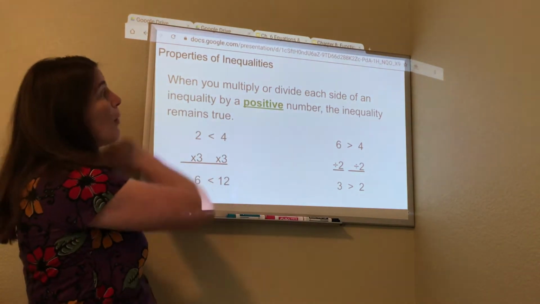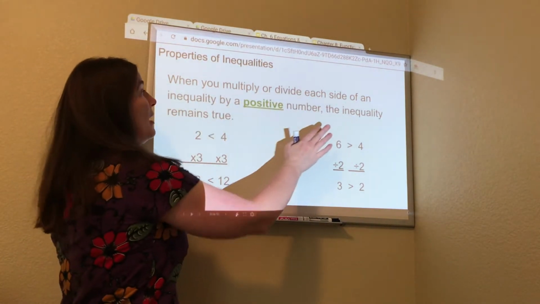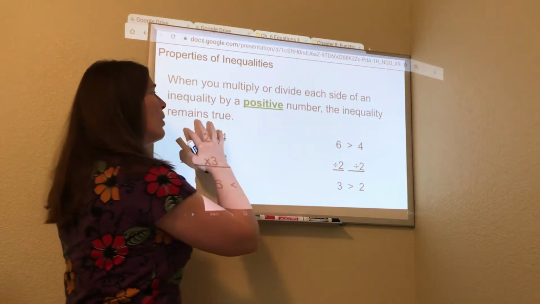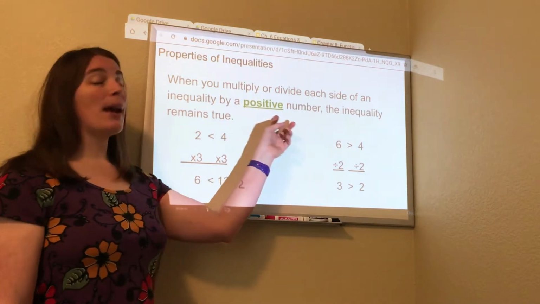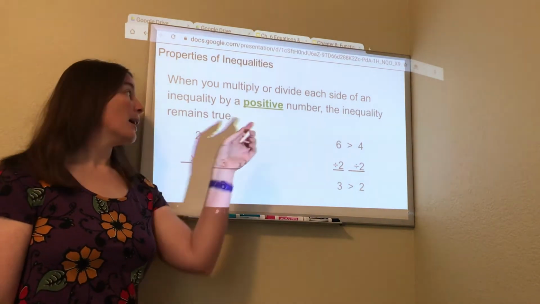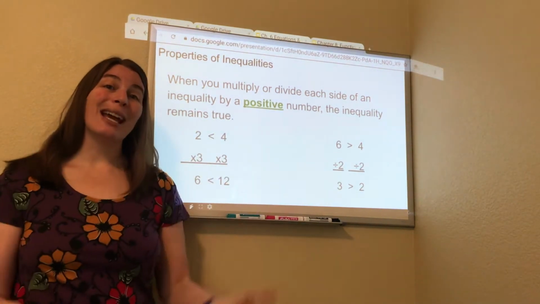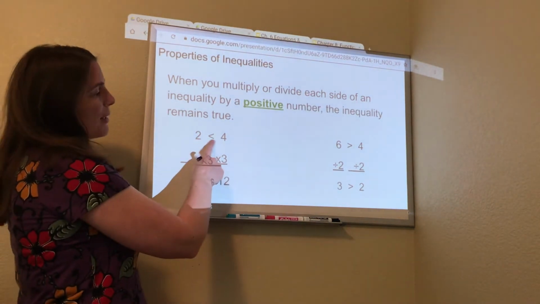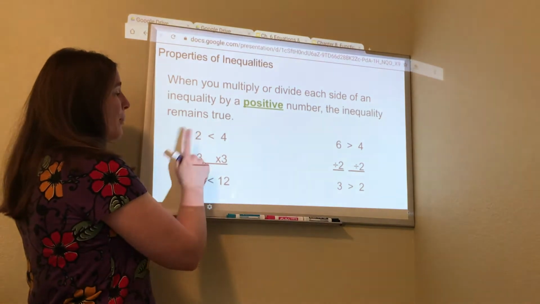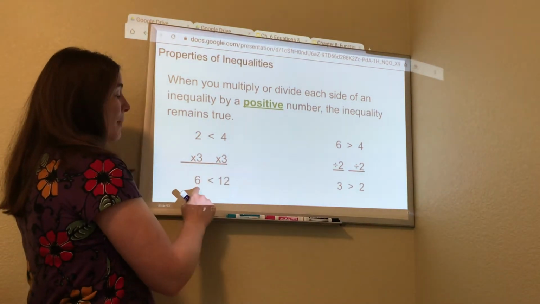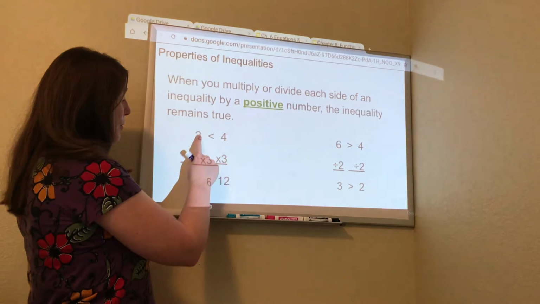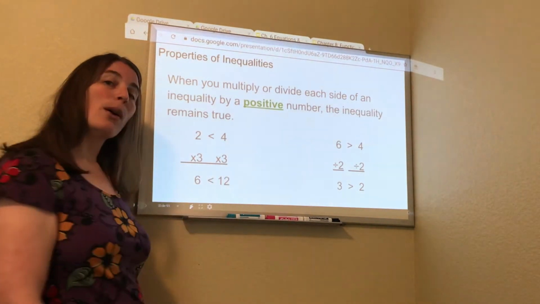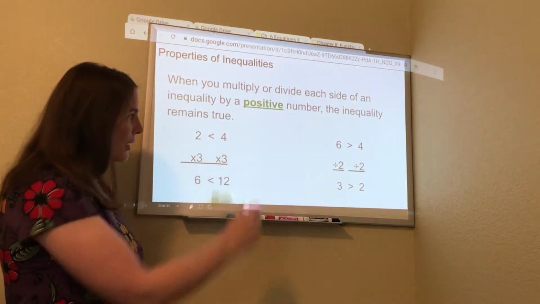All right, so when you multiply or divide each side of an inequality by a positive number, then the inequality remains true. And this is very important. It's positive, okay? When it's negative, it's a different rule, and we'll go into that in a little bit. So if I have 2 is less than 4, which is true, if I multiply both sides by 3, my inequality will still stay true. So 2 times 3 is 6, 4 times 3 is 12, and 6 is less than 12. And that is true.